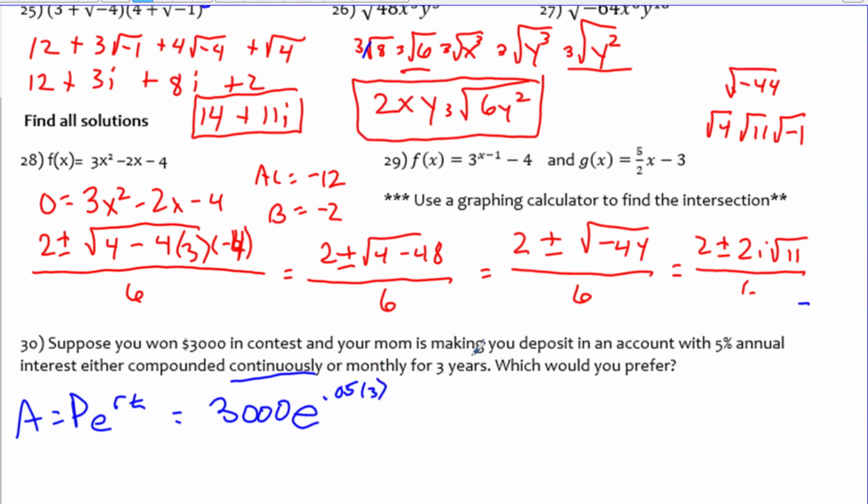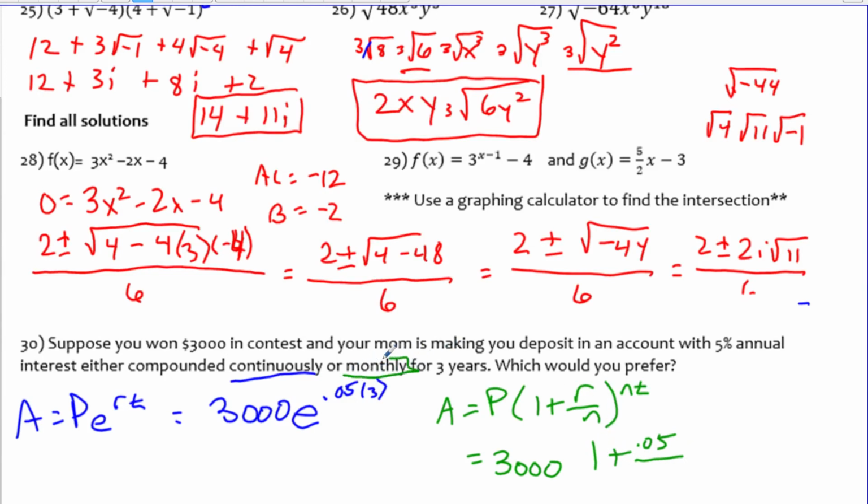If I was doing the other option, monthly is going to be that other function that we learned about, which is P times 1 plus r over n to the nt. Because I'm not continuously compounding, I'm monthly compounding, I'm going to use this function. For this one, I'm still going to use 3,000 for P and 0.05 for r. The only new part is n, which represents the number of compounds per year, which monthly tells us is 12. So inside the function, it's going to become 12 times 3 in the exponent. Now I'm going to bring up my calculator again so we can check this problem out.